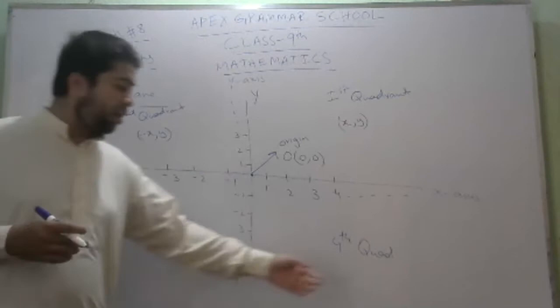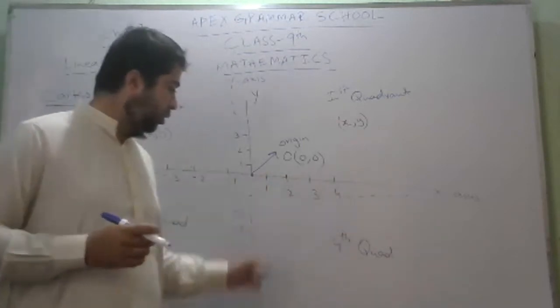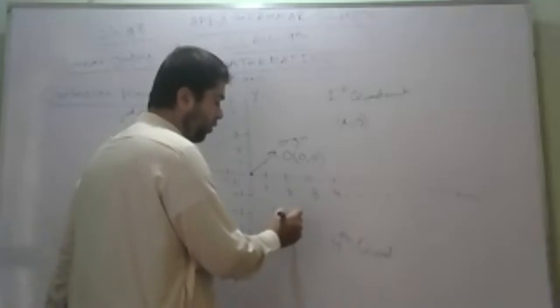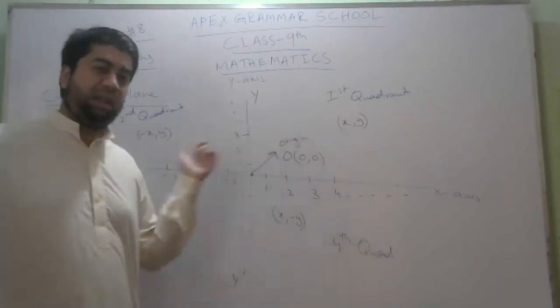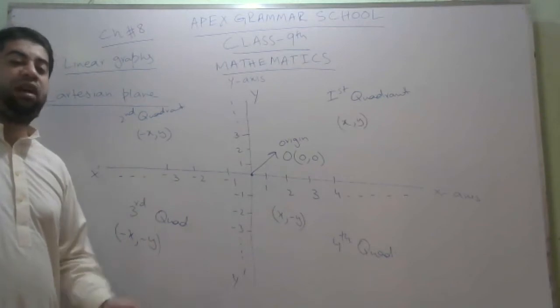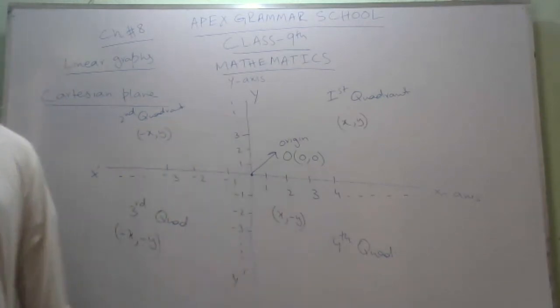And for the fourth quadrant, its boundary is at this. X is positive and y is negative. Now these 4 significance ordered pairs are different from each other. This is x, y; this is negative x, y; this is negative x, negative y; this is x, negative y. The 4 values are different.